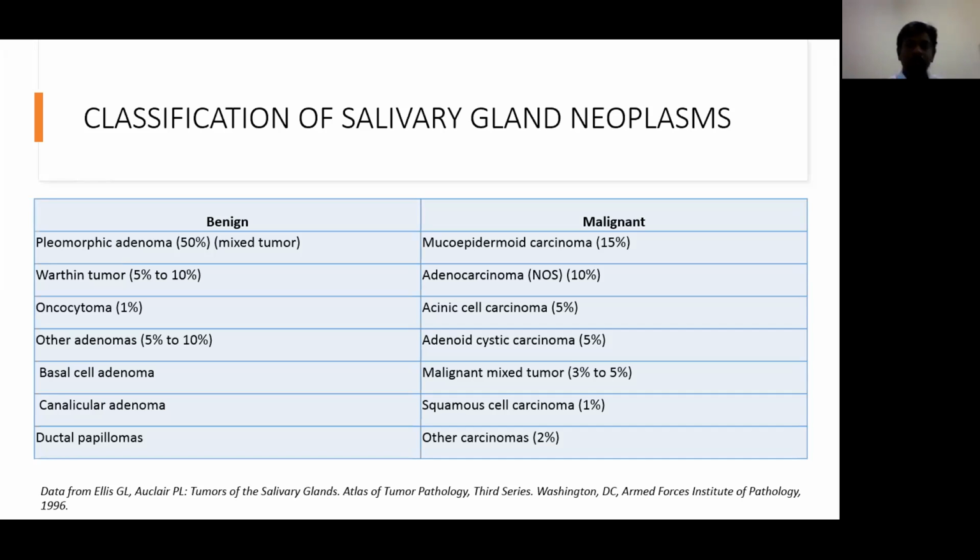What are the benign tumors? What are the common malignant tumors? Under the benign tumors, you have pleomorphic adenoma, Warthin tumor, oncocytoma, and other adenomas like basal cell adenoma, canalicular adenoma, ductal papillomas. And under the malignant tumors, you have mucoepidermoid carcinoma, adenocarcinoma, acinic cell carcinoma, adenoid cystic carcinoma, malignant mixed tumor, and squamous cell carcinoma, and other rare carcinomas also. Okay, this is the reasonable classification of the salivary gland neoplasm. So just for your level, you need to know this at least.